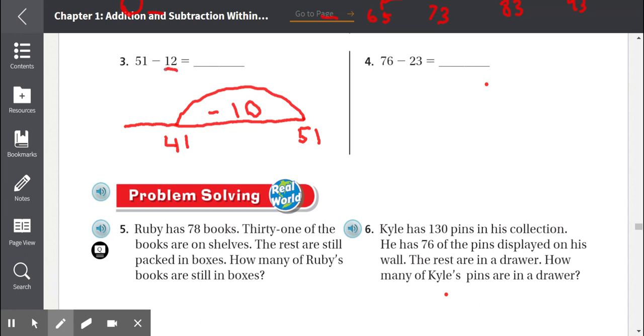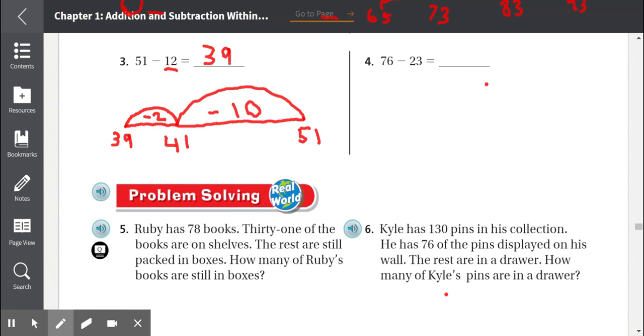Now, if we do a jump of 2, now we have a total of 12. 10 and 2 makes 12. Now 41 minus 2, we count backwards. 40, 39. The difference is 39.